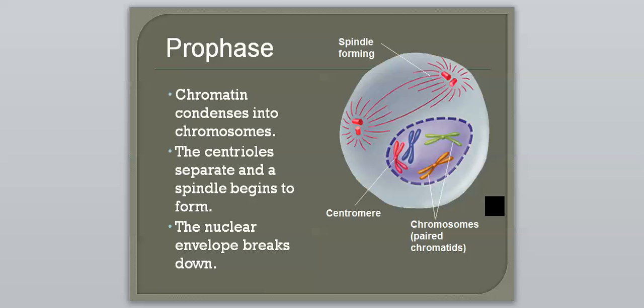Then also during prophase, the chromatin is going to condense into chromosomes. We have it right here. Usually they're more loosely spread out, but since they're ready to divide, they're going to condense. Then the centrioles separate and the spindles begin to form. Again, that's just a little review. And then the nuclear envelope breaks down. Remember, that's the surrounding of the nucleus that keeps it all in. So that is it for prophase.